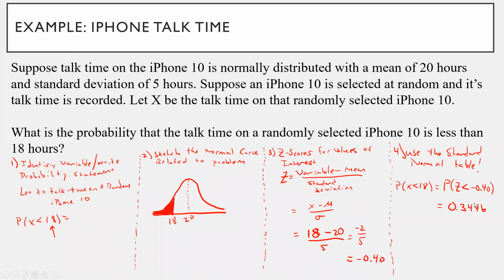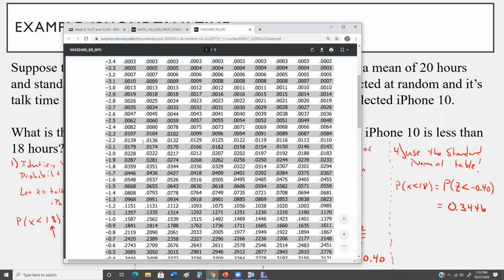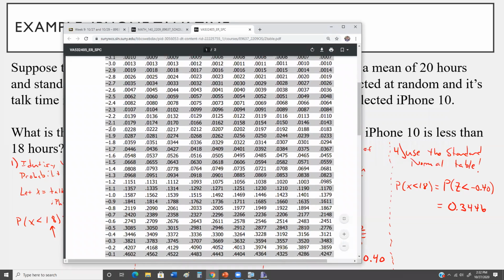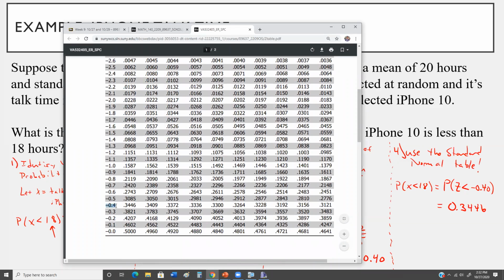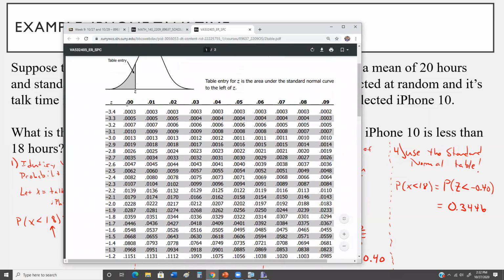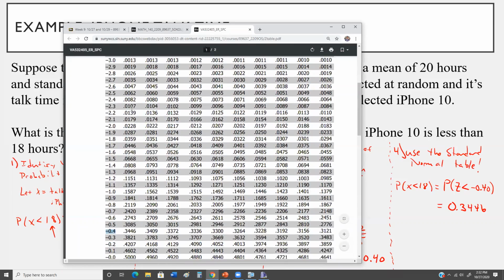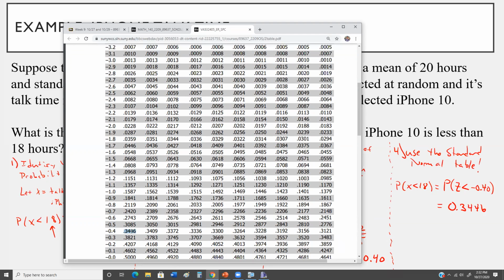How I got this, how I looked it up on the chart. Is that what you're asking me? Okay. Do you see the z-score is negative 0.40? And I'm looking for the area to the left, so the table gives the area to the left. The first thing I look at is the first two digits, which is negative 0.4. The last digit is a 0. I look where they intersect, and I get 0.3446. Got it?